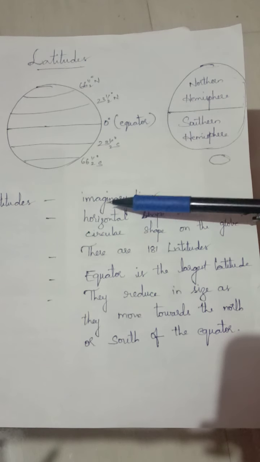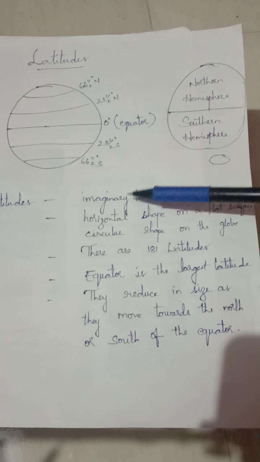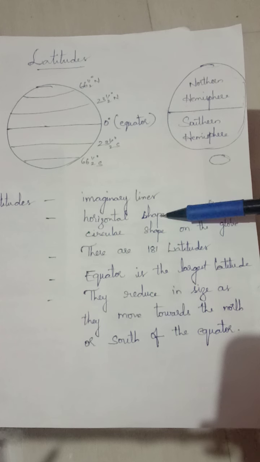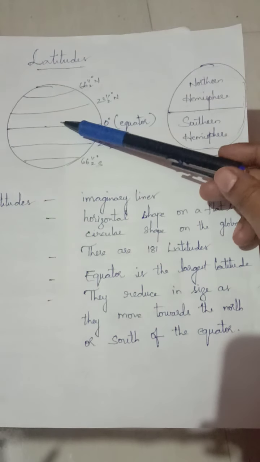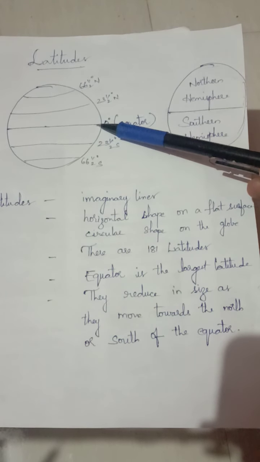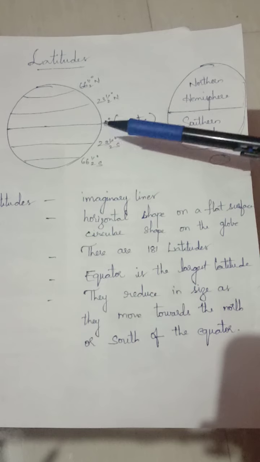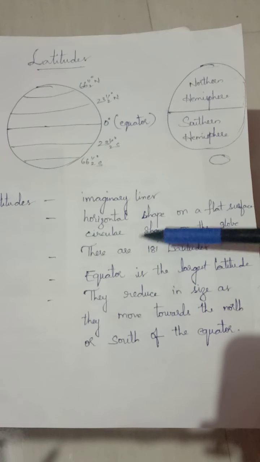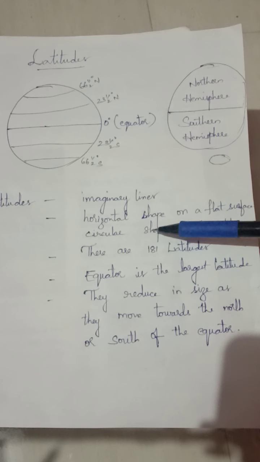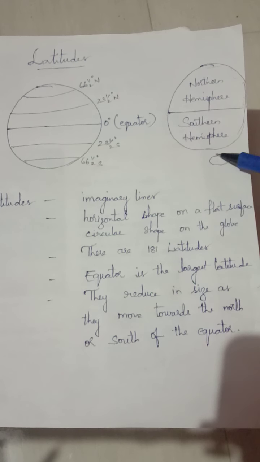Now let's come back to the latitudes. As I said, these are imaginary lines. They are horizontal in shape on a flat surface. As this paper is a flat surface, so the shape is looking like horizontal. But you know that these lines of latitudes are drawn on the globe which is circular in shape, so the real shape of the latitudes is of a circle. They are circular in shape, and all the latitudes are not of same size.